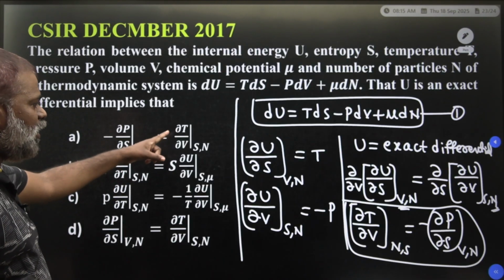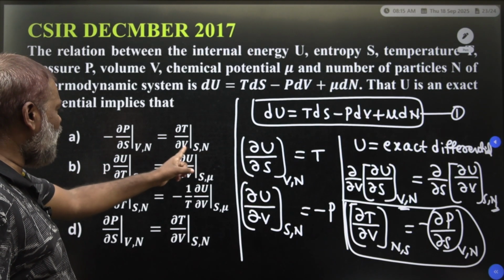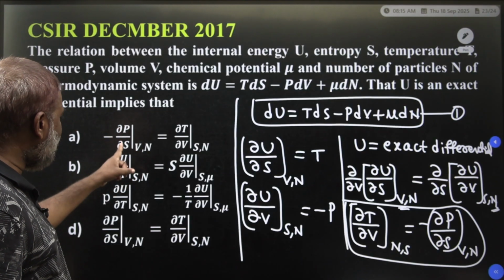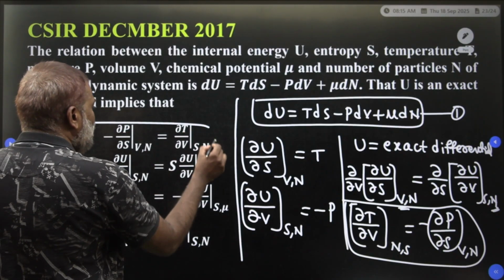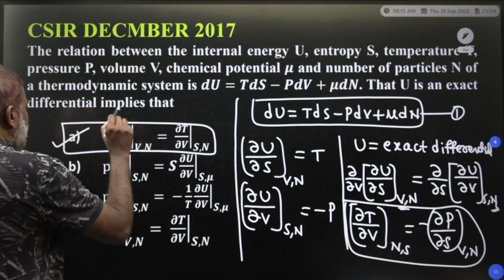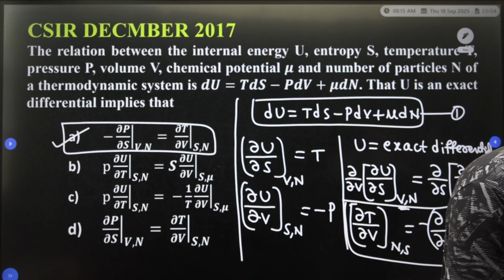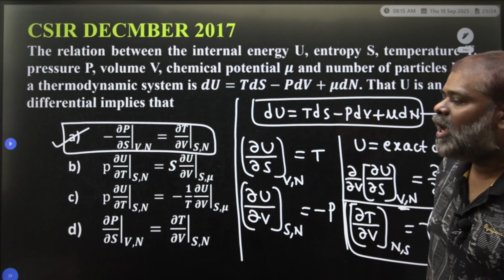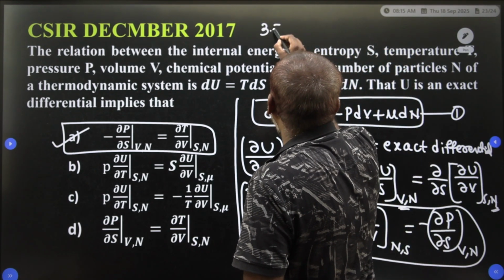What is that Maxwell equation? Dou T by dou V at constant S comma N is equal to minus dou P by dou S at constant V comma N. This is your answer. Like this you have to do in your competitive examination. This question came for how many marks? 3.5 marks this question came.